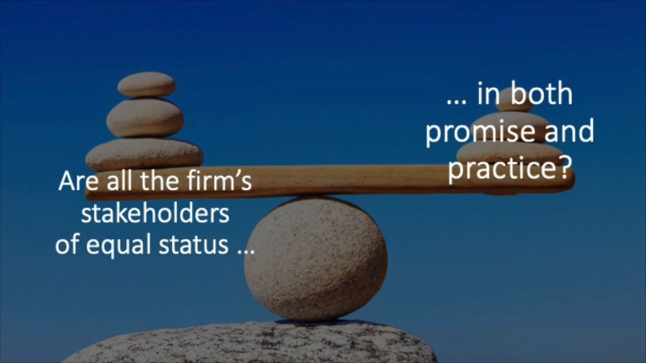The firm's stakeholders, the various stakeholders, are not of equal status in either promise or practice. So a business model can be skewed towards meeting the needs of its primary stakeholder rather than the shareholders, other stakeholders, which might be at the core or should be at the core of the digital transformation. Let me give you an example.